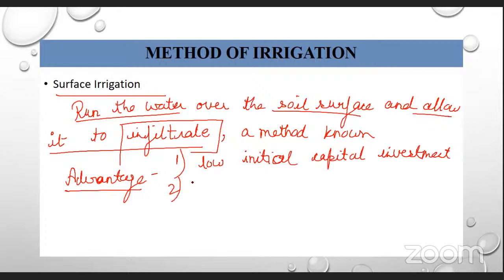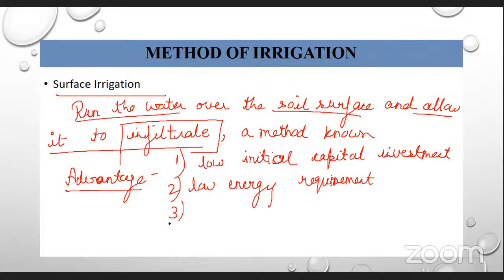The second one is that the surface irrigation system has a relatively low energy requirement. In the next slides we will be discussing drip irrigation and sprinkler irrigation, where we require energy because we have a pump and a pipe system. But in surface irrigation we don't have that, or if we do, then we require low energy.